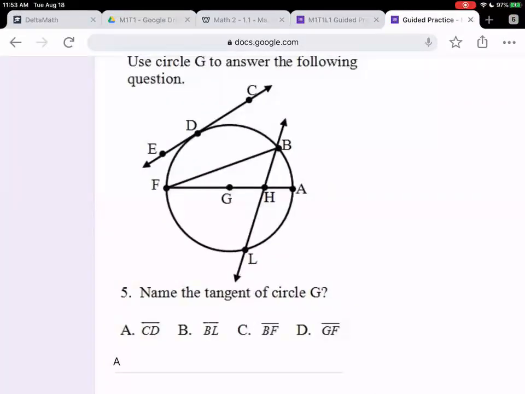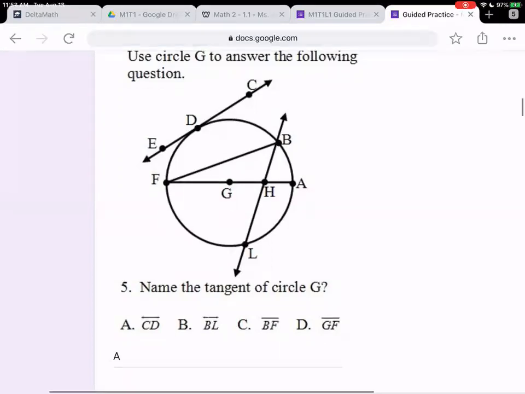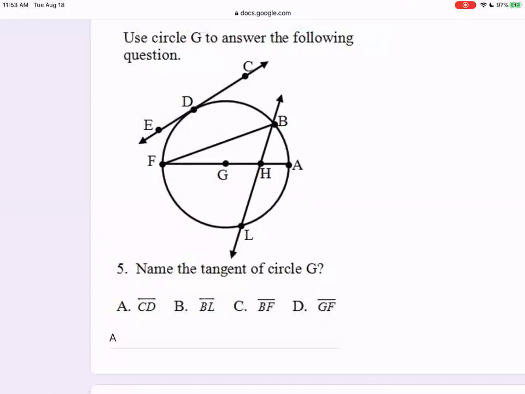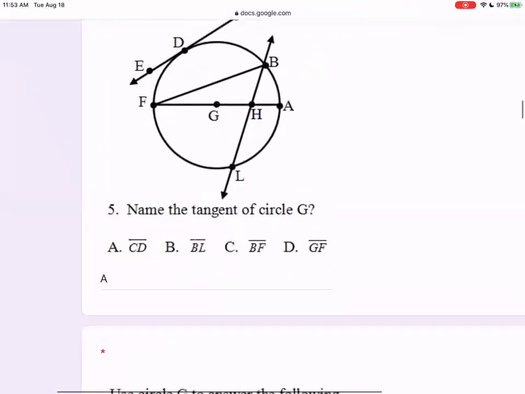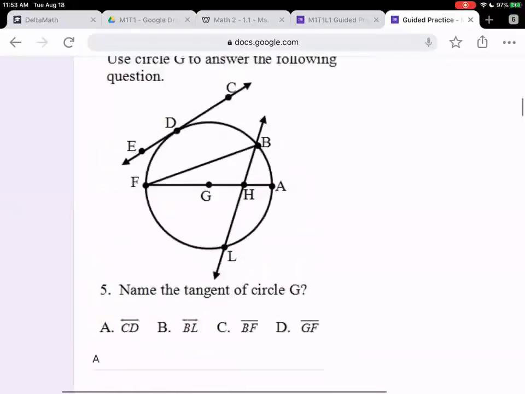It's really hard because I can't point at things right now, so I'm apologizing for that. But yes, the answer is A. Good job. Okay, any questions for that one?